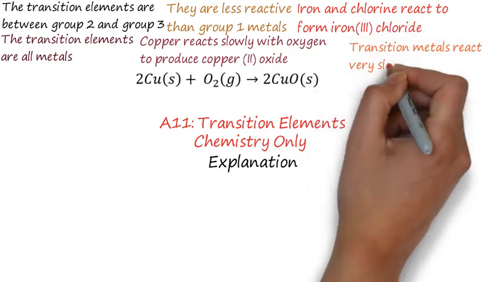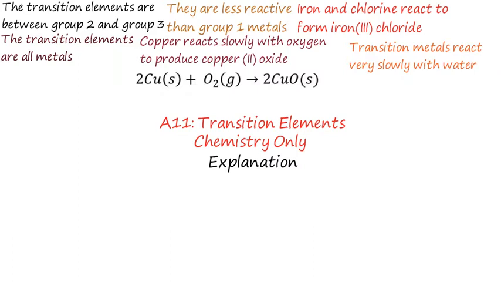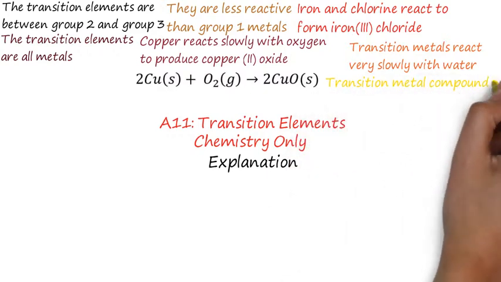The group 1 metals react violently with water, however the transition metals either do not react or react very slowly. This means that when the transition metals corrode, they do so very slowly, if at all. These properties make them ideal for structural materials.